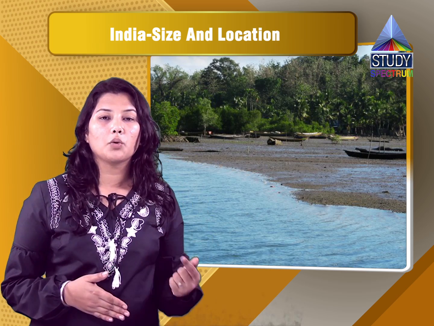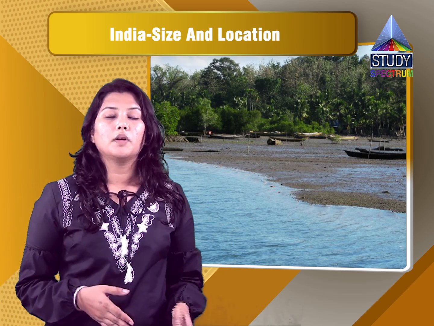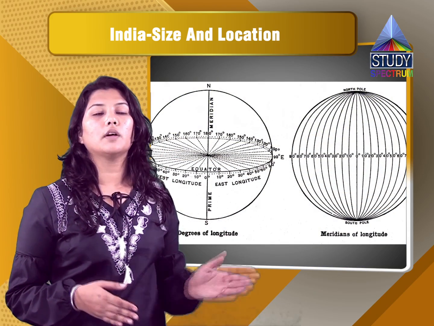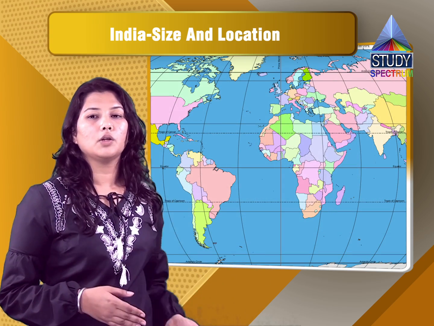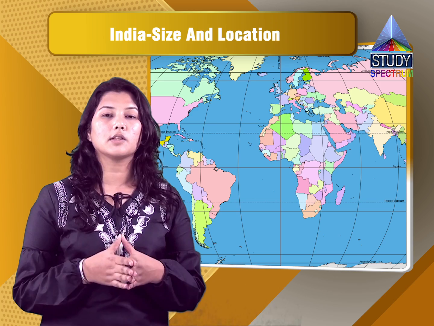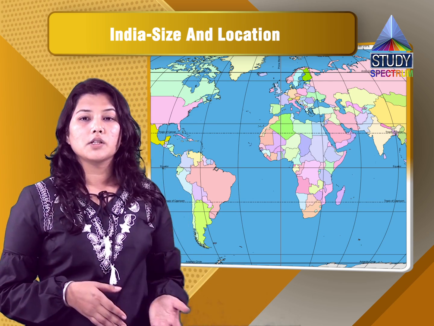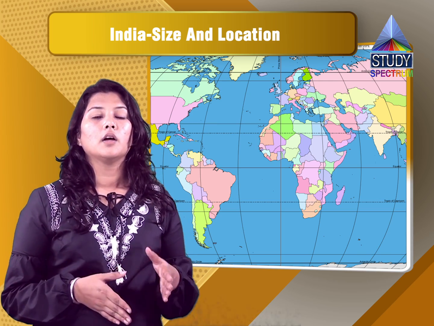Now let's quickly revise the whole chapter. India lies in the northern hemisphere. What is the latitude? 8 degrees 4 inches north, 37 degrees 6 inches north. That's the latitude. What is the longitude? 68 degrees 7 inches east and 97 degrees 25 inches east. It is the seventh largest country, with the second largest population in comparison to China.